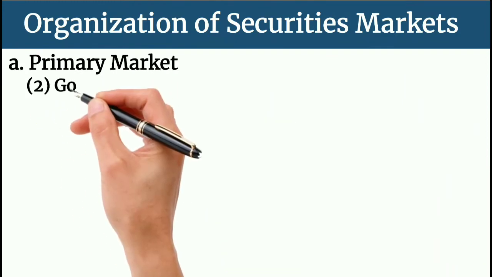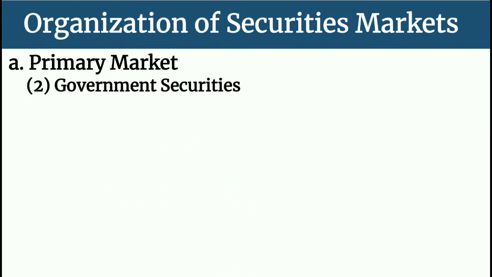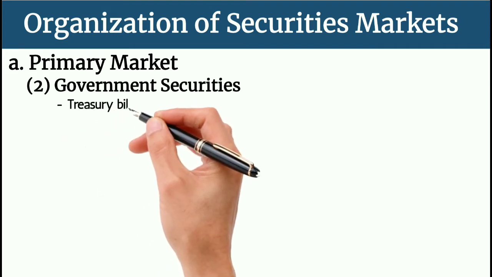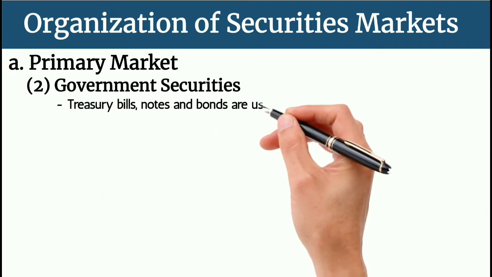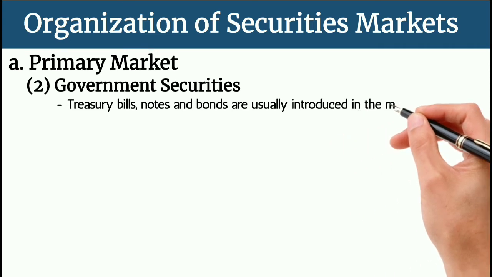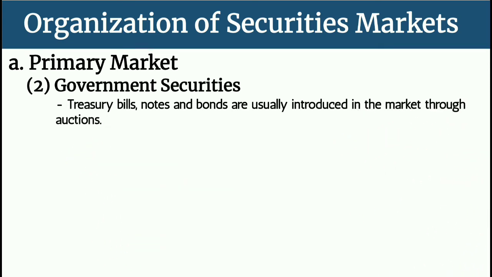In primary market, government securities are also issued, such as treasury bills, treasury notes, and treasury bonds. Treasury bills, notes, and bonds are usually introduced in the market through auctions. Of course, kapag sinabing auction, merong bidding na nangyayari. Auction is basically the buying and selling of securities through bidding.